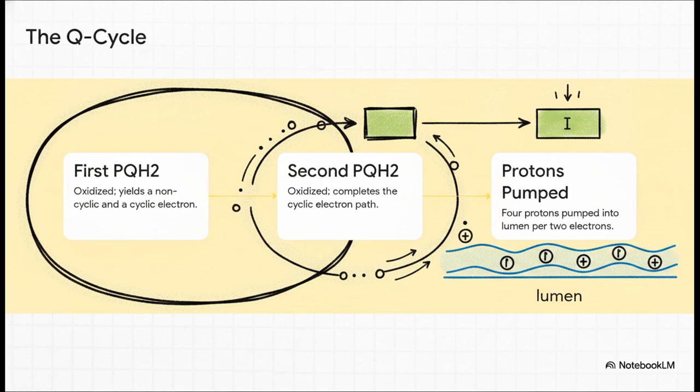When plastoquinol arrives carrying electrons, it actually takes a bifurcated path. One electron continues linearly to photosystem I, but the second electron takes a circular detour within the complex. This clever recycling loop effectively doubles the number of protons pumped across the membrane from the stroma into the thylakoid lumen. So 4 protons are pumped for every 2 electrons delivered.